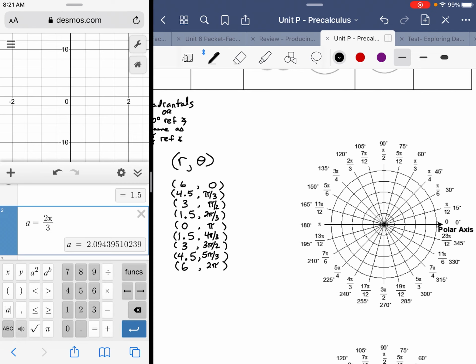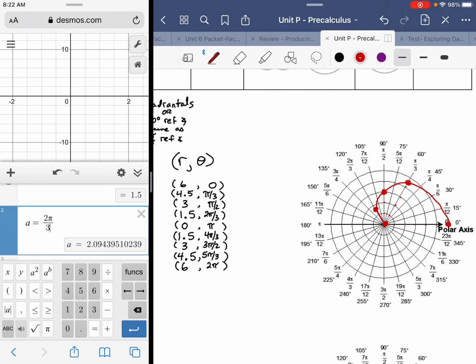So what we're going to do now is plot these points. So 6 steps in the direction of 0. We're going to go off the grid a little bit, but that's okay. All right, so 1, 2, 3, 4, 5. I'll ballpark 6 to be about right there, because everything except for the 6 is going to stay on the grid. So 4.5 in the direction of pi over 3. So 1, 2, 3, 4.5. 3 steps in the direction of pi over 2. 1.5 steps in the direction of 2 pi over 3. No steps in the direction of pi, so that's back at the pole.